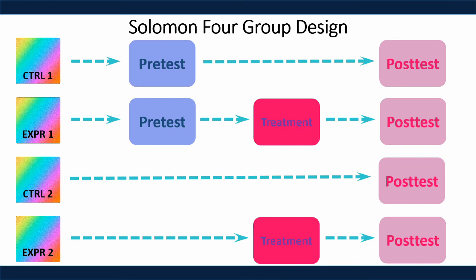In the Solomon 4-group design, you can rule out pre-test sensitization, but at the same time you can see whether participants' scores on the dependent variable increased or decreased from their pre-test baseline. It's important to note that the Solomon 4-group design is very rarely done in science.